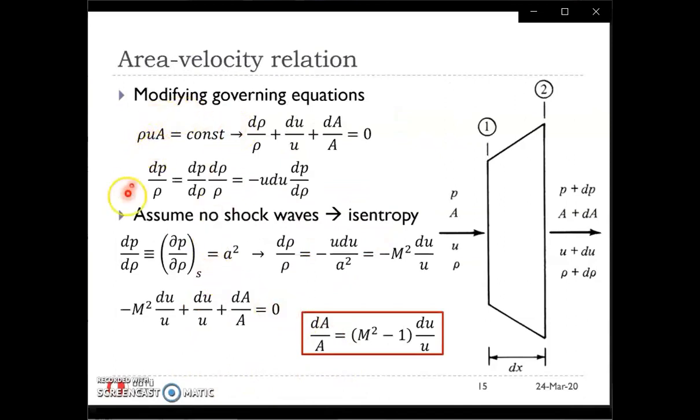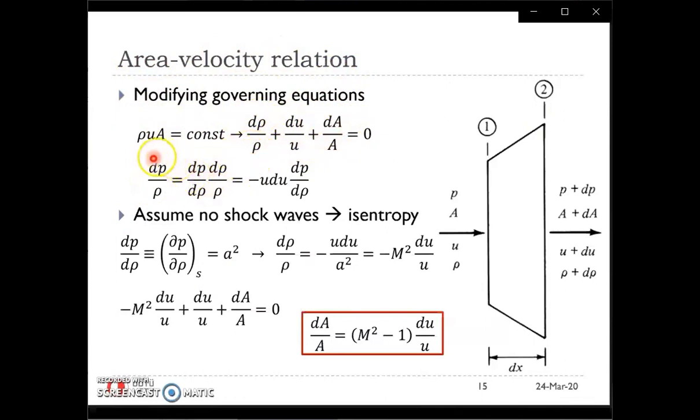Now first of all, I will come back to that in a second, but if our main conservation of mass equation can be written also in this form, dρ over ρ plus du over u plus dA over A is equal to 0. What I want to find is a relation between area and velocity. So this is basically the title, area velocity relation. So I want to express dρ over ρ in terms of those quantities.